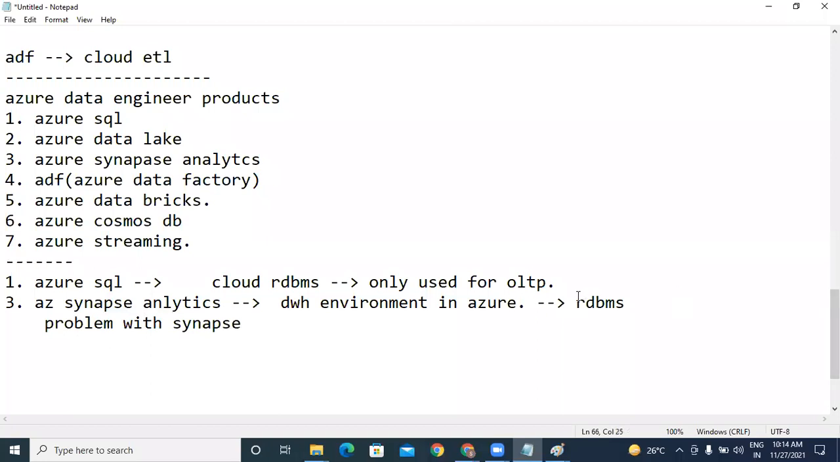What is the category of Synapse? It is RDBMS. What can RDBMS store? Only the traditional, structured data. That is the behavior of a traditional data warehouse, if I am handling only structured data.